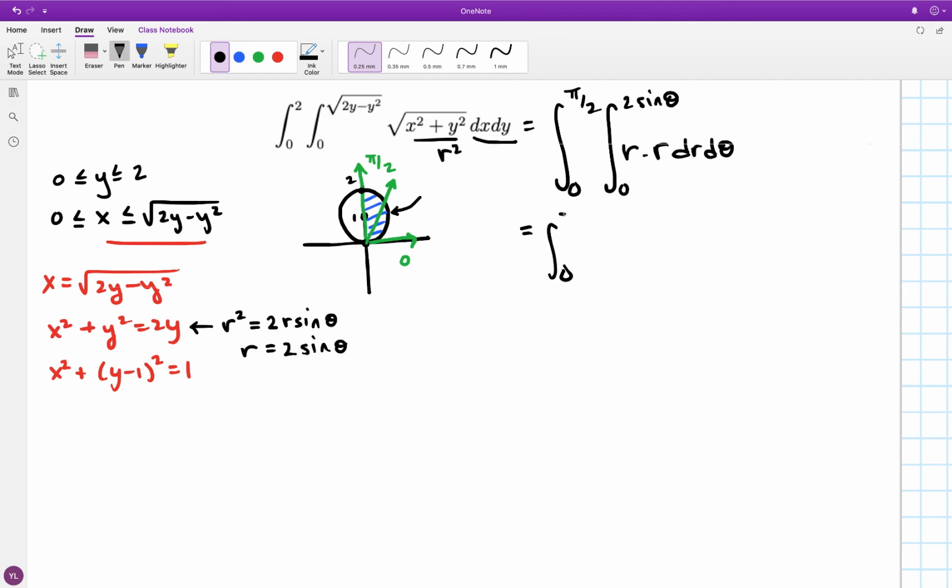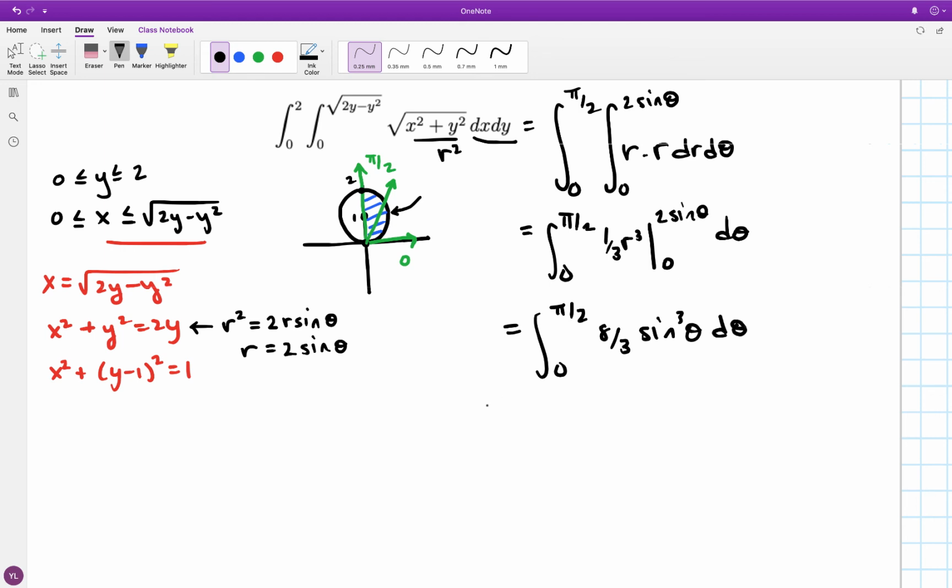Okay, so I'm just going to continue and complete this integral. I can go ahead and integrate r squared with respect to r and make that 1/3 r cubed evaluated from 0 to 2 sine theta. And then when I plug in my theta values, I'm going to end up with a sine cubed. And this is a little bit of a reminder from Calc 2.